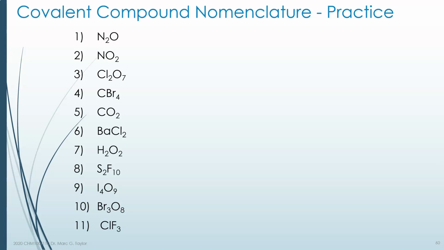So the first one, I see a nitrogen and an oxygen. There are 2 nitrogens. Oh, it's dinitrogen. And there's 1 oxygen, monooxide or monoxide. So this is dinitrogen monoxide, N2O. We used to call this nitrous oxide or laughing gas.